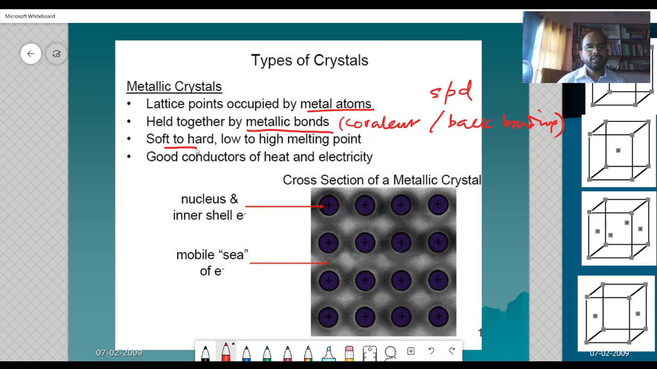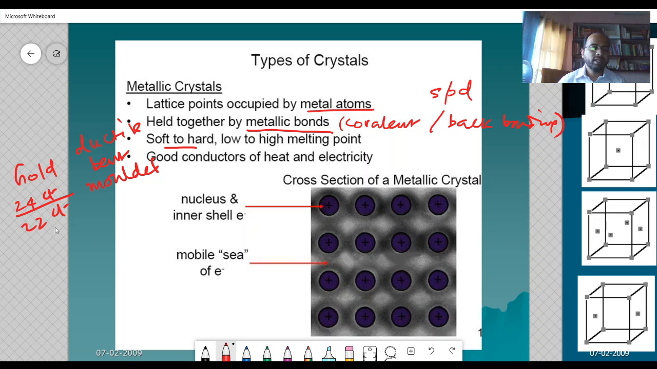They are also soft as well as hard. Soft means in the sense they are ductile. Okay, they can be bent or they can be molded. So if I say gold, we classify gold as 24 karat and 22 karat. If you take 24 karat, it is very soft, and you can mold it with your hand, it is very ductile and malleable.